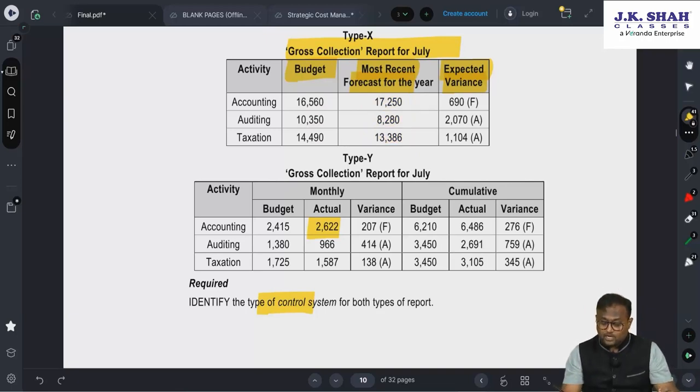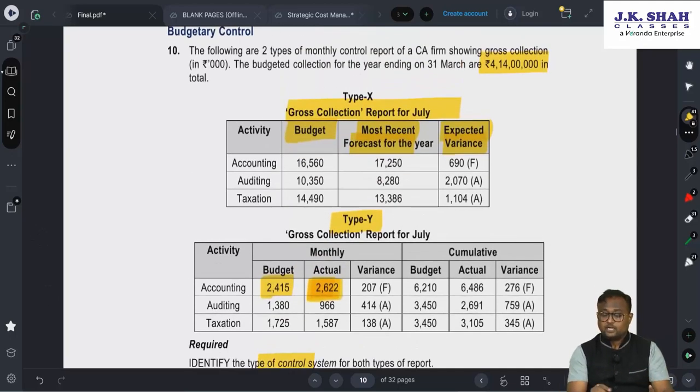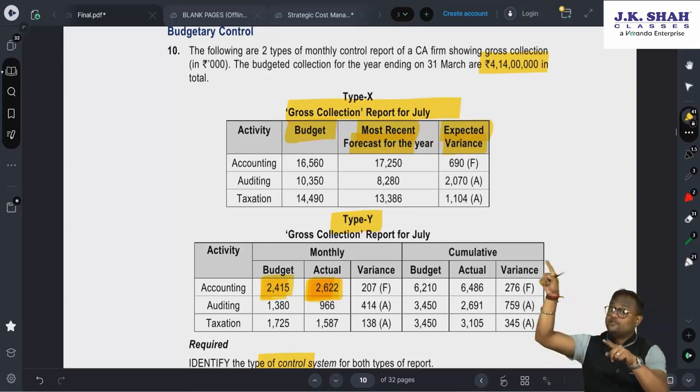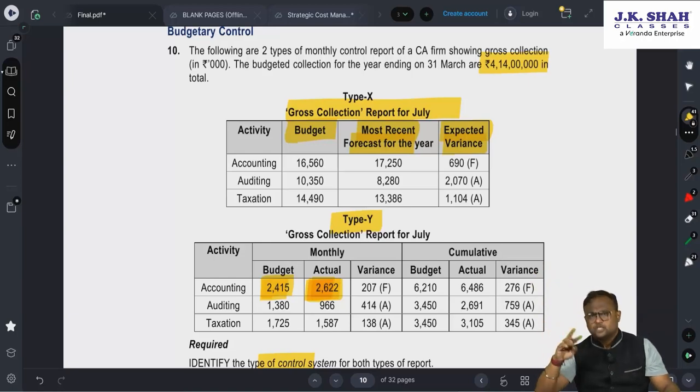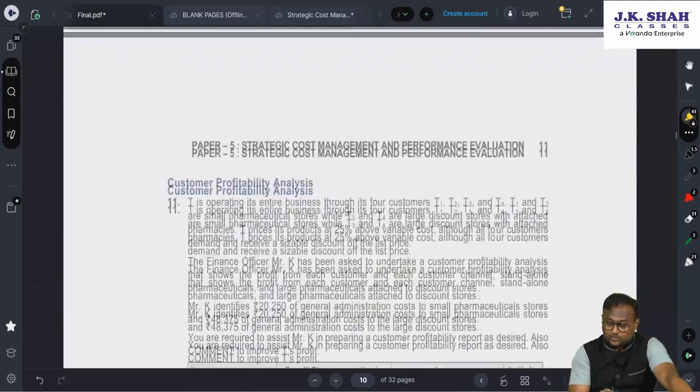But in case of type Y, we are comparing budget with actual, something that has really happened. So this is a feedback control. First one was feed forward control and this one is feedback control. Of course, for one organization, both can be implemented. But currently, as per the given data, type X has a feed forward control and type Y has a feedback control because the comparison is with actual. And in case of type X, we have revised the standard, we have revised the budget. That means you are anticipating some change in the future. So it is feed forward control. Based on some anticipated activities, you have changed the budget, just like your planning variances in case of standard costing. That is your question number 10.